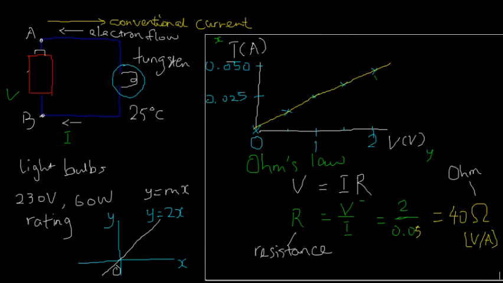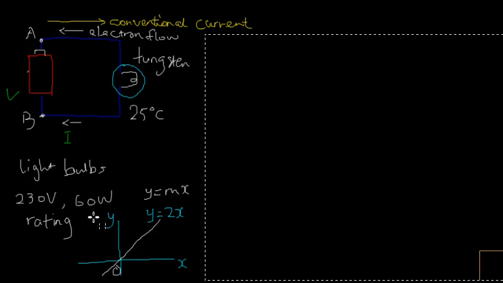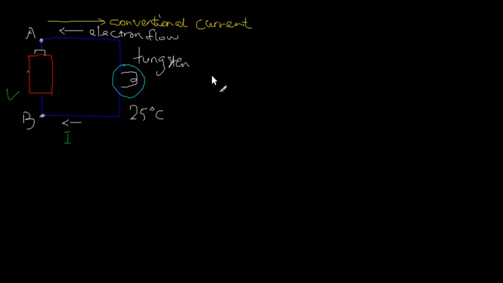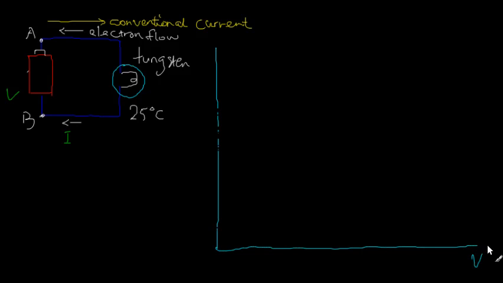So let me start by clearing this and drawing a new graph. That's my current axis. That's my voltage axis. So I have voltage and current. Now when we plot the graph, we should be careful about the units. So I'll put the units in brackets here, just to remind ourselves.